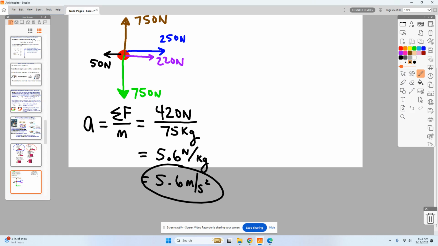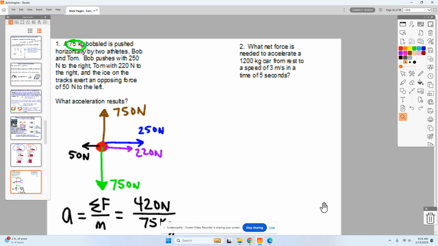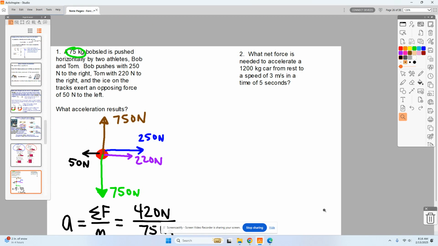Okay. I want to see if you guys can visualize what would have to happen here. So what net force is needed to accelerate a 1,200 kilogram car from rest to a speed of 3 meters per second in a time of 5 seconds? So I'm asking for how much net force is needed. I'm going to go right to Newton's second law. I just want to know the total unbalanced force.